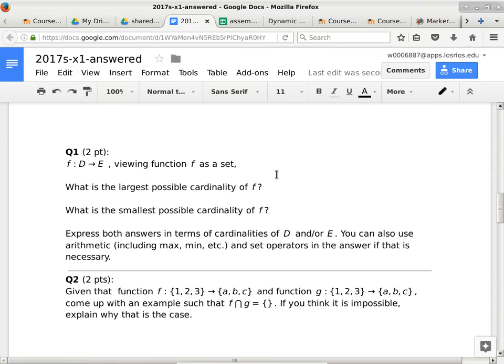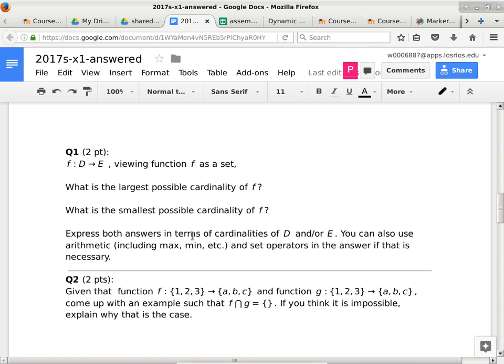First question is asking, we have a function that maps from D, which is our domain, to E, which is our codomain. And I want you to look at the function as a set, which is what we have been focusing on in this class: looking at a function as a set. So the first part is, what is the largest possible cardinality of F based on D and E, because I also added this part here.